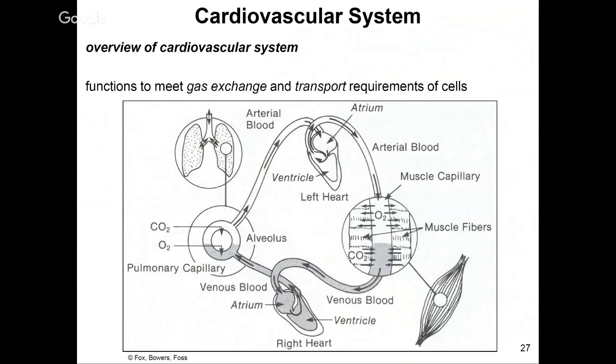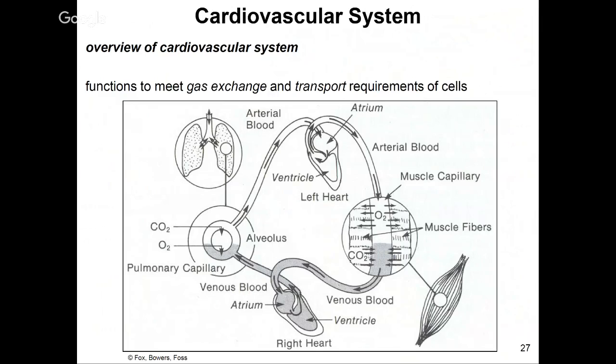So let's start with, and I wish I could draw a heart for you. The top part of this figure that's pointing out an atrium and ventricle is the left side of the heart. And the bottom part of this figure that's talking about atrium and ventricle is the right side of the heart. So you can imagine those two halves put together.